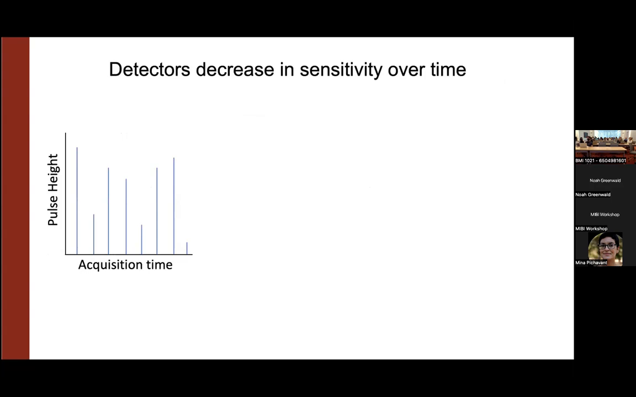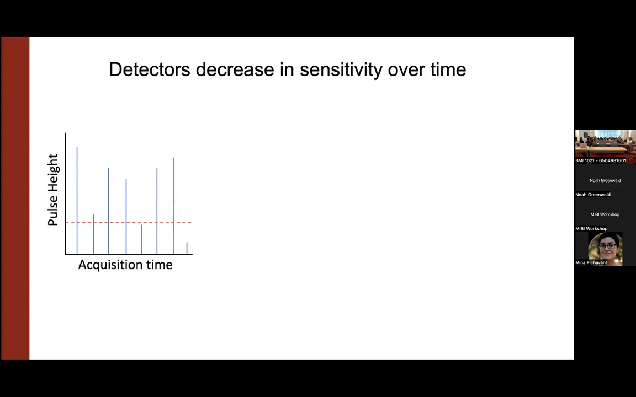Okay, so why do detectors decrease in sensitivity, and how does that actually manifest? The way detectors measure stuff is that when an individual ion hits the detector, it will produce something of a certain pulse height. This is what actually gets measured by the detector. Different ions will hit, and they'll have pulses of different heights.